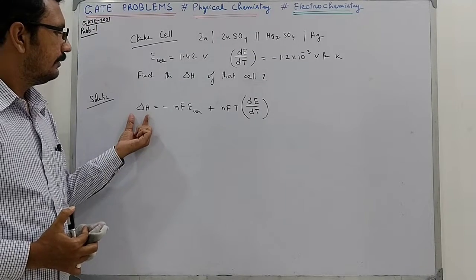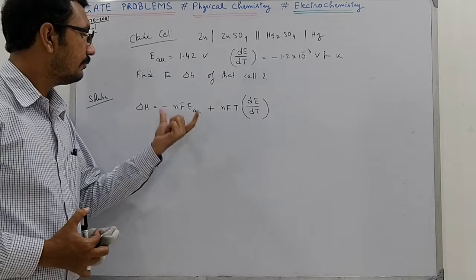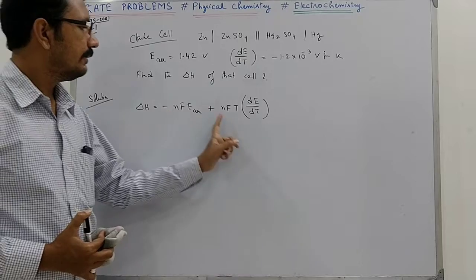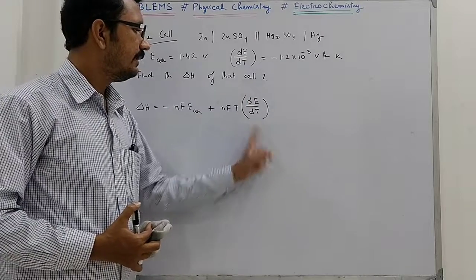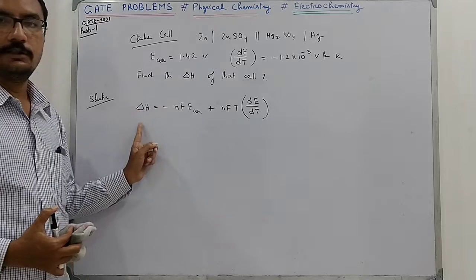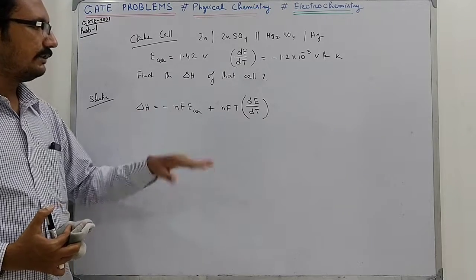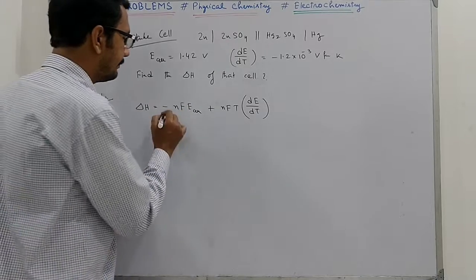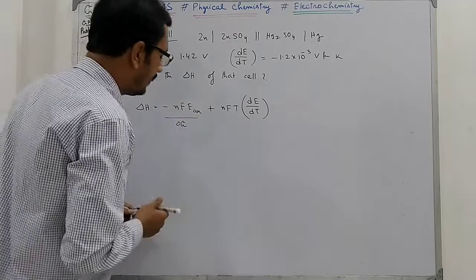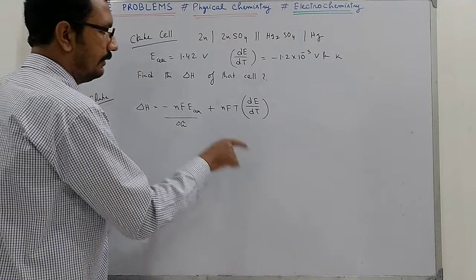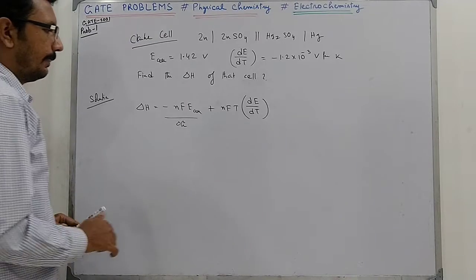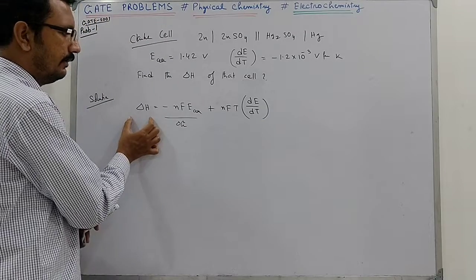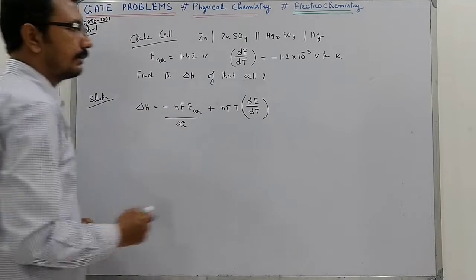Now see, del H is equal to this one, but not only equal to this one. If you add to del G this expression NFT dE by dT, then only you will get del H. So the electrical work that you are getting from a galvanic cell equals the change in Gibbs free energy. This is the del G part. You can remember it from the derivation that I have made 2 to 3 minutes ago. And if we add this term to this del G, we will get del H. So del H is not equal to the electrical work.